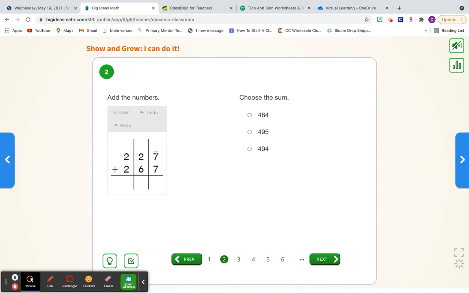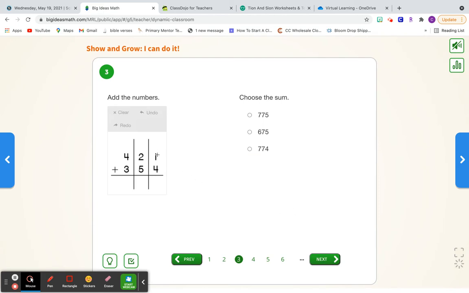All right, now this one, 7 plus 7 is 14. So we'll put our 4, carry our 10, and then we have 1 plus 2 is 3, plus 6 is 9. So we do not have to do any regrouping here. And 2 plus 2 is 4. So our answer is 494.